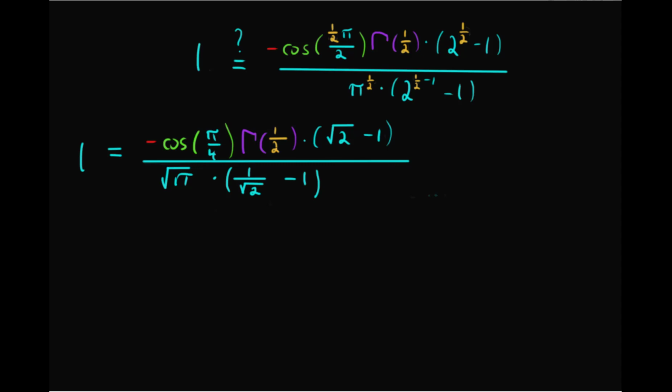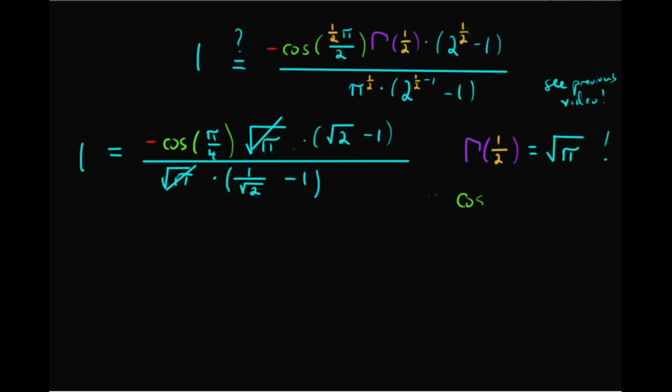But we know from our earlier work on the gamma function that gamma of 1/2 equals radical pi. And if that's at all mysterious to you, please see my previous video on the gamma function where I derived that result. So when we substitute radical pi for gamma of 1/2, we see that the radical pi's cancel from the numerator and the denominator. And then we just need to recall a basic fact from trigonometry, which is that the cosine of pi over 4 equals radical 2 over 2, which is just a fancy way of writing 1 over radical 2.